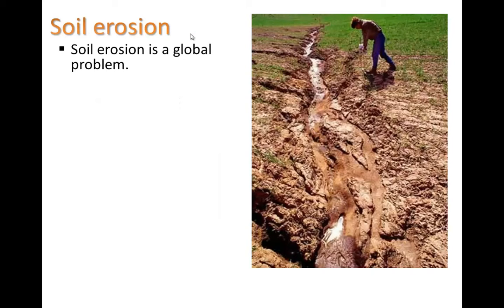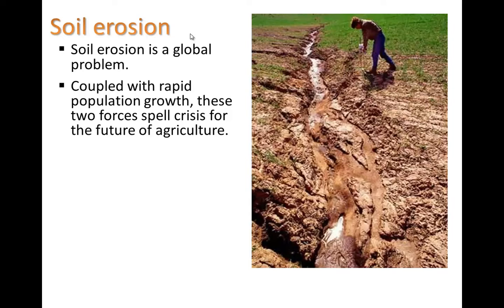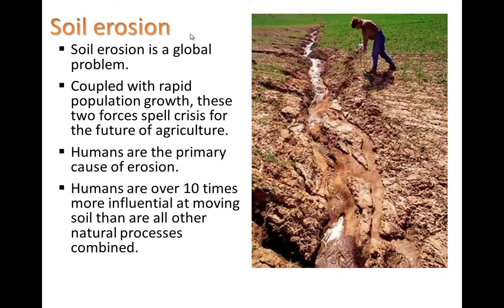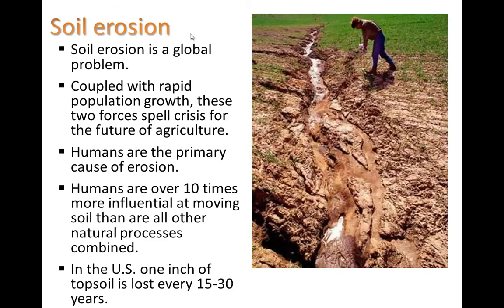Soil erosion is a global problem, and it's coupled with rapid population growth. These two forces spell crisis for the future of agriculture. Basically, we're trying to get more and more out of our land, more and more yield, because we have more and more people, but that's overtaxing the land, and at the same time, we are having a loss of that topsoil. Humans are the primary cause of erosion, and humans are over 10 times more influential at moving soil than are all other natural processes combined. And a little fact here, in the US, 1 inch of topsoil is lost every 15 to 30 years. And this topsoil can take an extremely long time to build up.